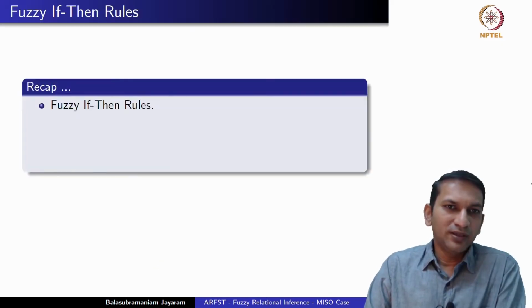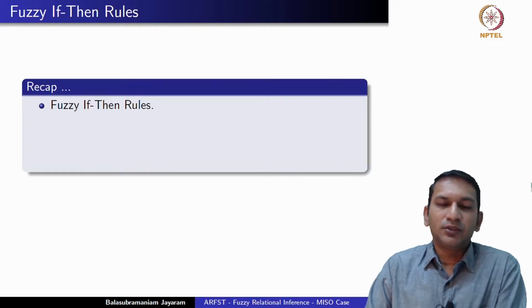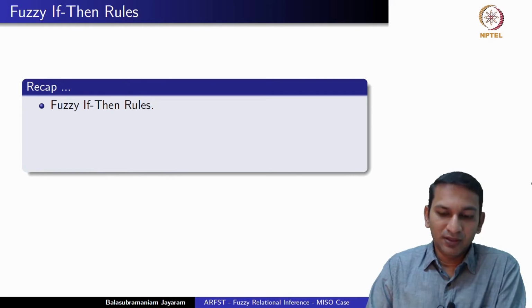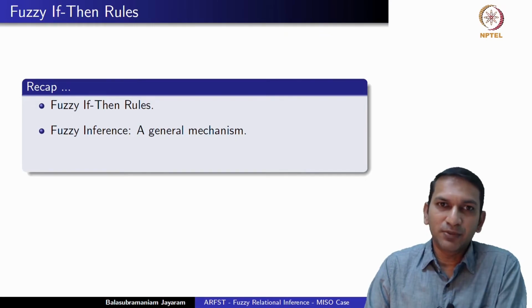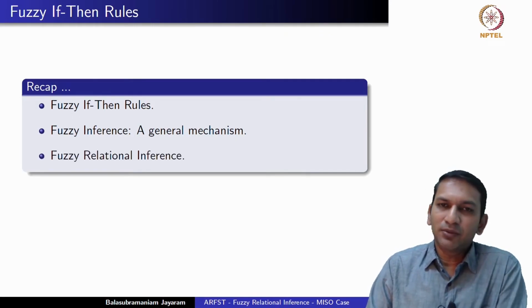So far this week, we have looked at two of the important components in a fuzzy inference system, that of the fuzzy if-then rules, the rule base itself. We have looked at a general schematic diagram of a fuzzy inference mechanism, and we moved on to the second of the important components of an FIM, that of the inference engine itself.